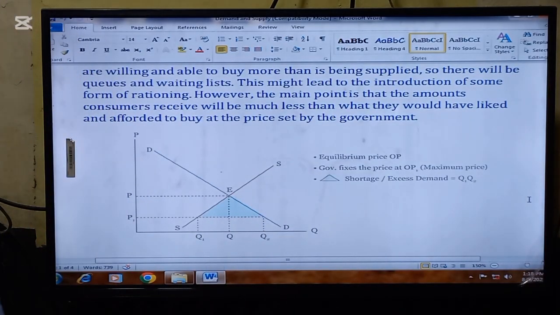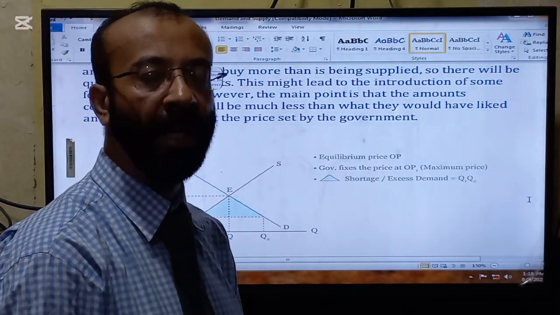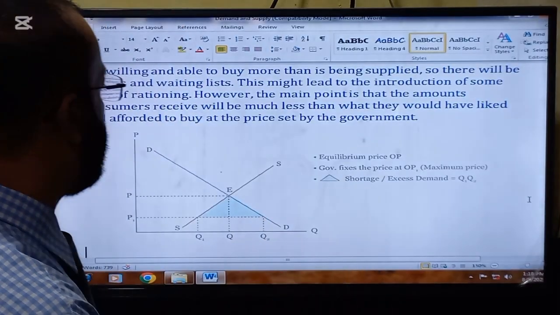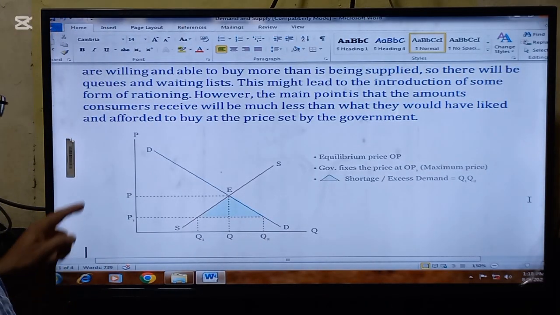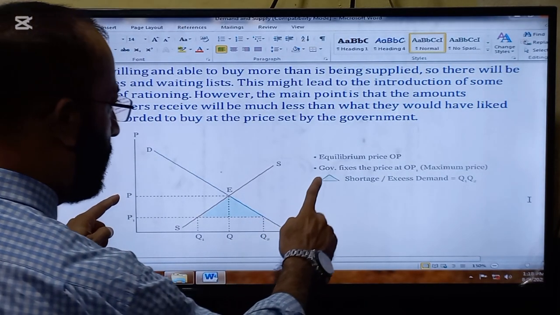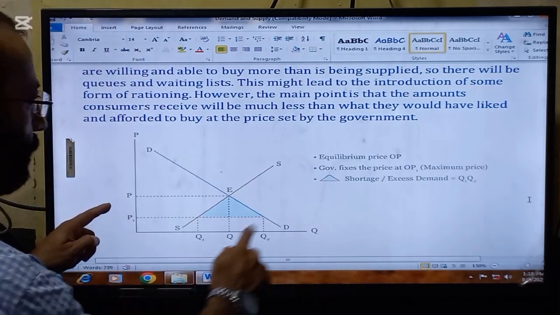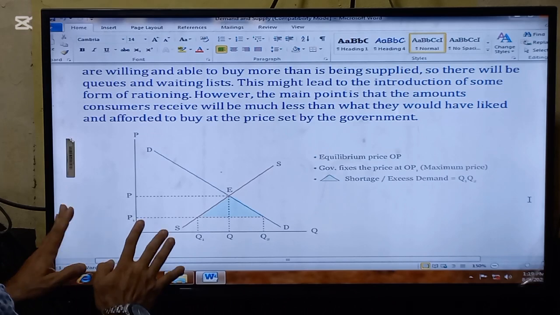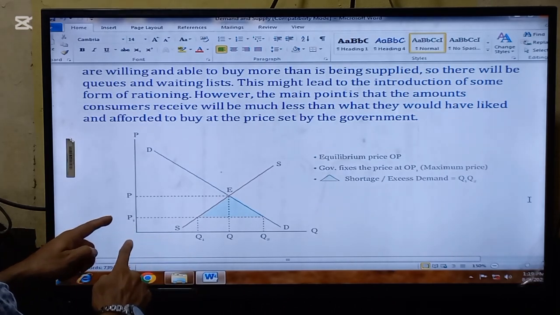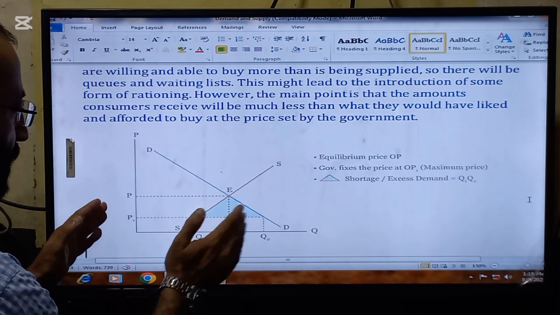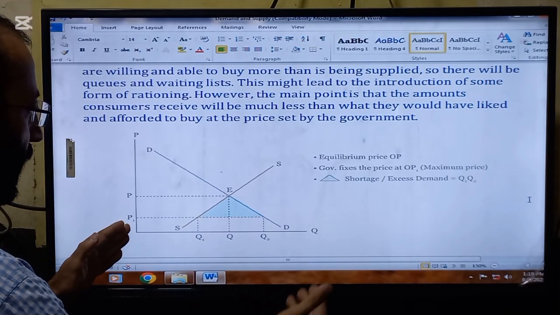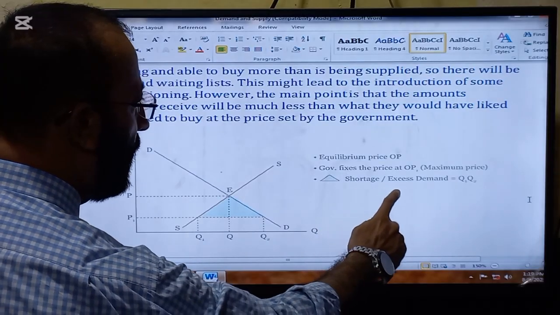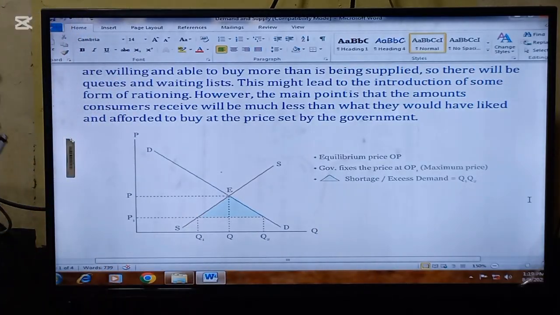And here is the graphical representation. In times of emergency, government normally fixes the market price below the original equilibrium price. For example, this is the original equilibrium price. So you can see equilibrium price is P and government fixes the price at P1. So this is the maximum price for the commodity in times of emergency. So definitely the producers will supply less in the market. So this is the portion that is showing the excess demand or the shortages.